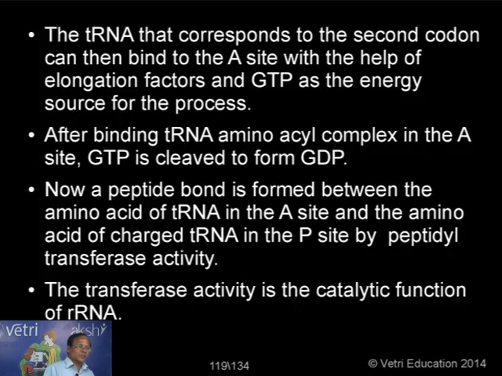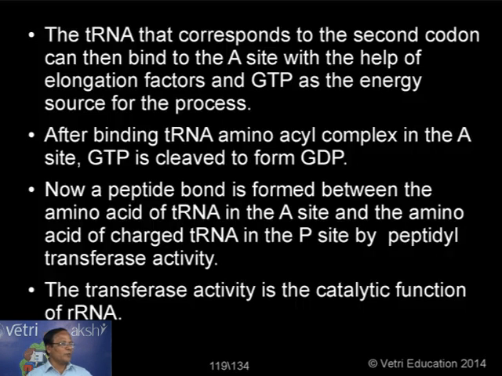So now a peptide bond is formed, as I mentioned already, between the amino acids of the tRNAs. We have one tRNA in the A site and one tRNA in the P site. Now what will happen? The first peptide bond is formed between the amino acid of the tRNA in the A site and the amino acid of the tRNA in the P site. This is with the help of the peptide transferase activity of the enzyme.